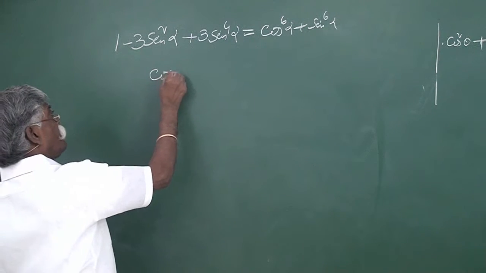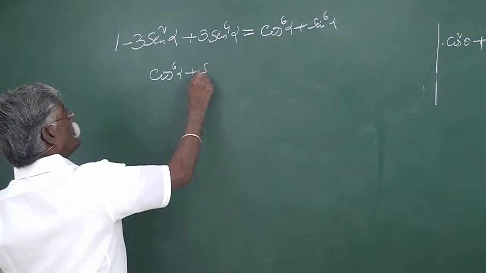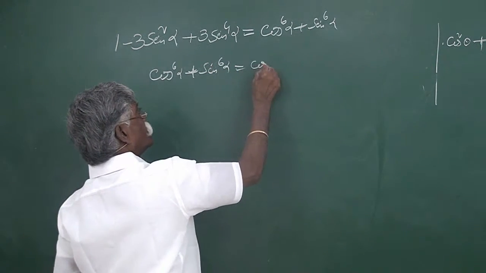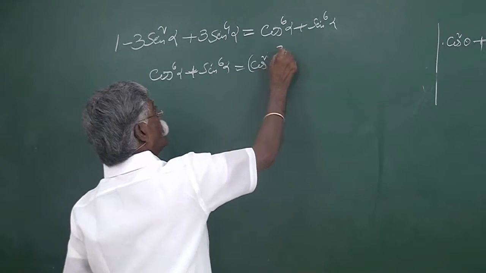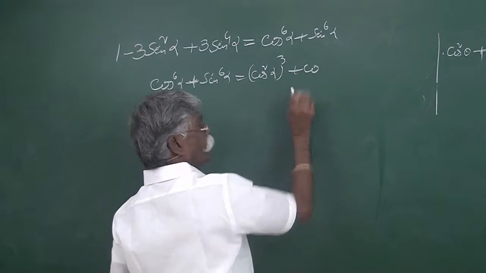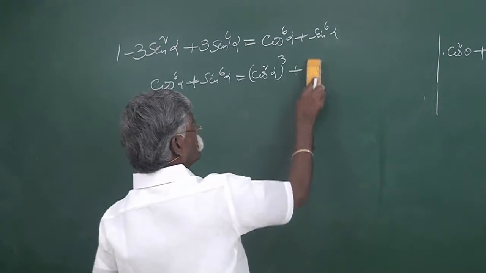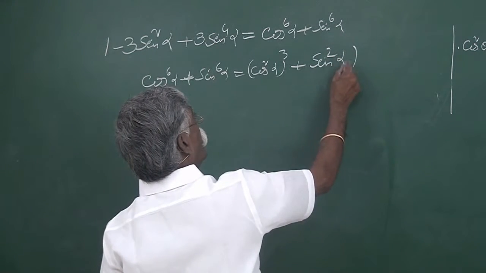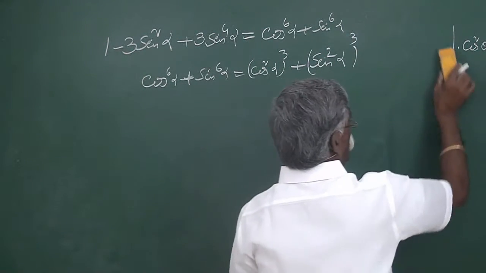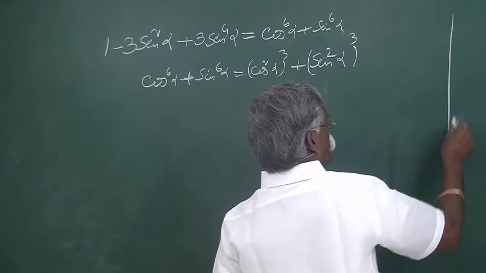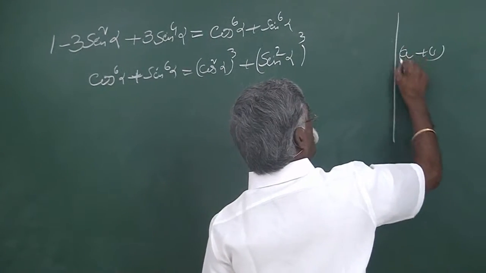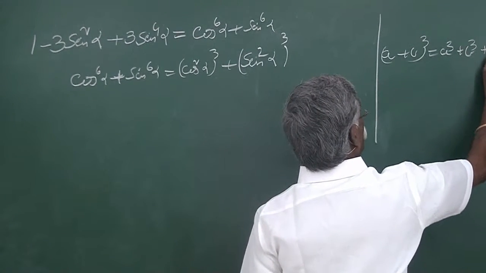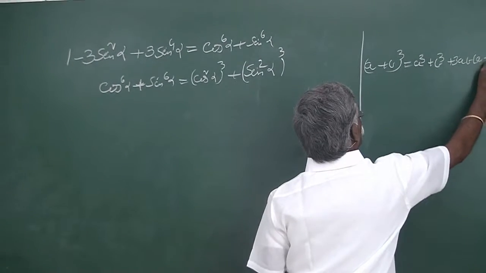So this cos power 6 alpha plus sine power 6 alpha can be written as cos square alpha whole cube plus sine square alpha whole cube. Now, this a plus b whole cube is a cube plus b cube plus 3ab into a plus b.